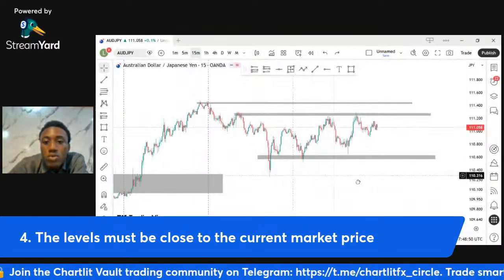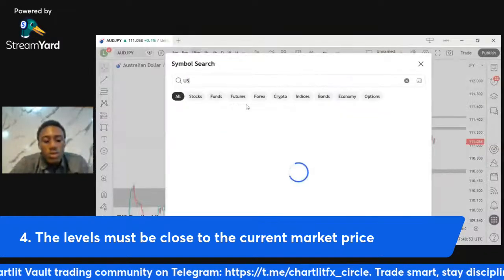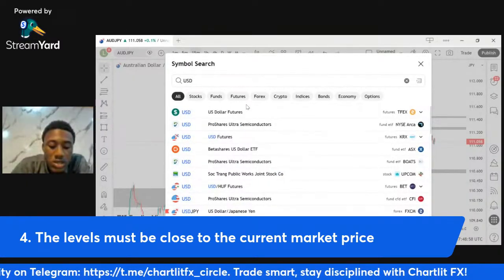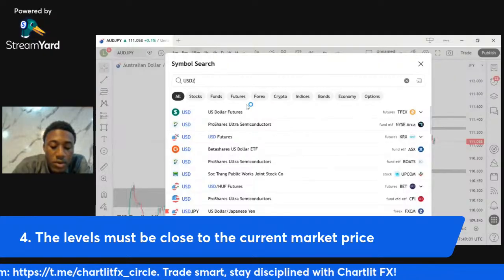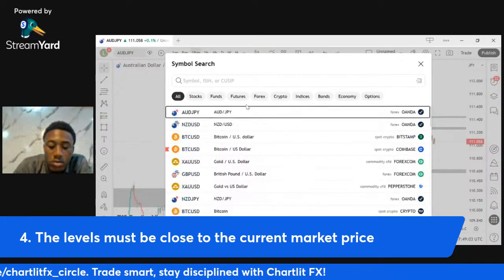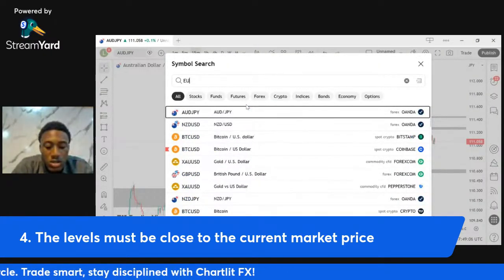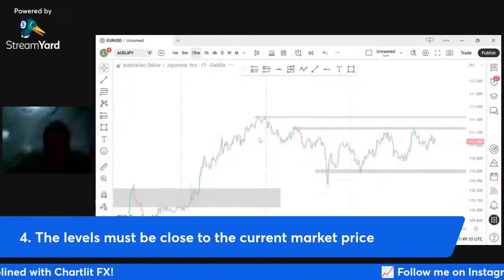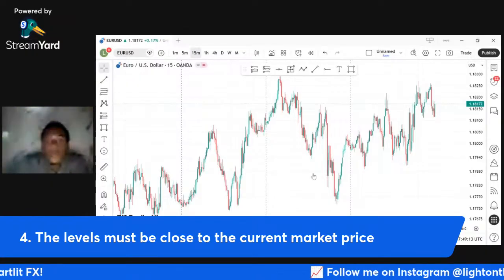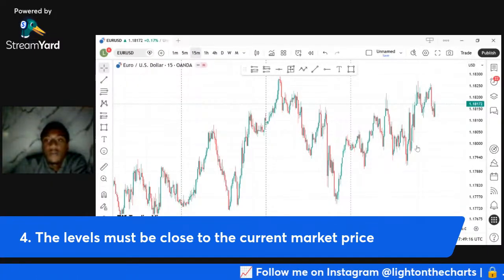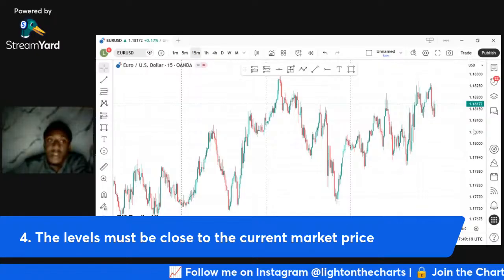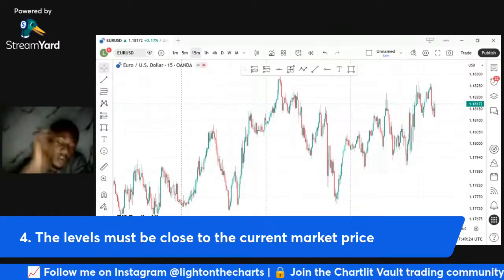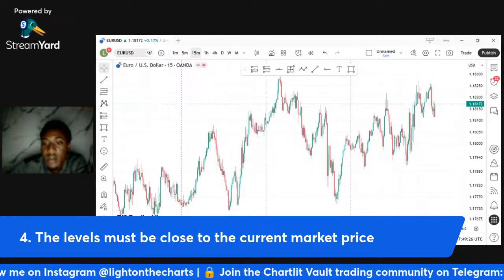Let's say which other pair? Okay, EURUSD. So power is out, and don't worry, power will be coming up very soon, right? So just focus on the charts, right?